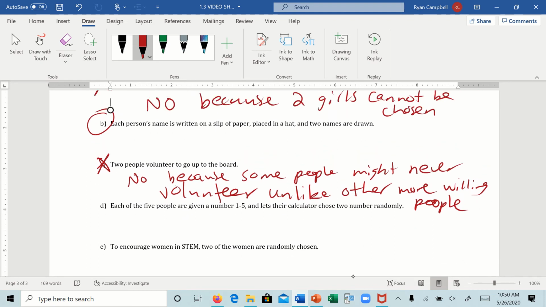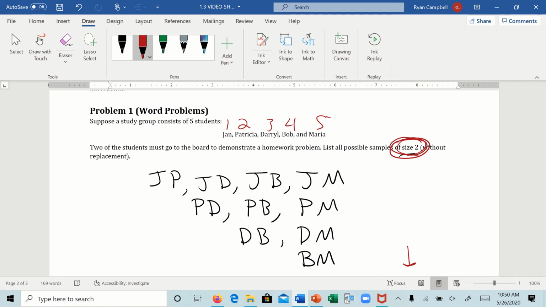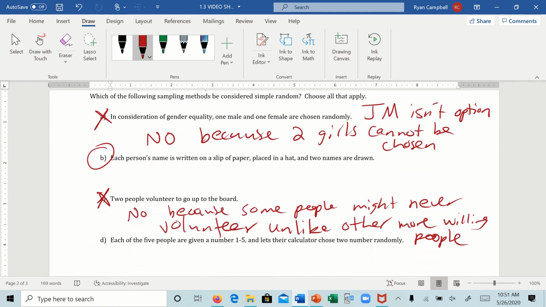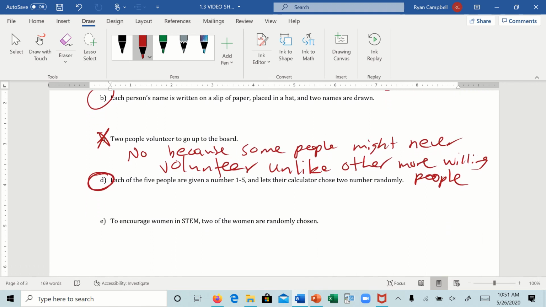Part D: each of 5 people are randomly given a number 1 through 5 and let their calculator choose a number randomly. So if you give everybody a number, so we can say Jan is number 1, Patricia's number 2, 3, 4, and 5, right? And the calculator just chooses one at random. Would that be simple random? Does every combination of 2 people have the same chance of getting chosen? Yeah, I mean, this is essentially the same thing as part B, right? Just choosing names out of a hat. So we haven't eliminated any options. Everybody has the same chance of getting chosen, so that would be simple random.